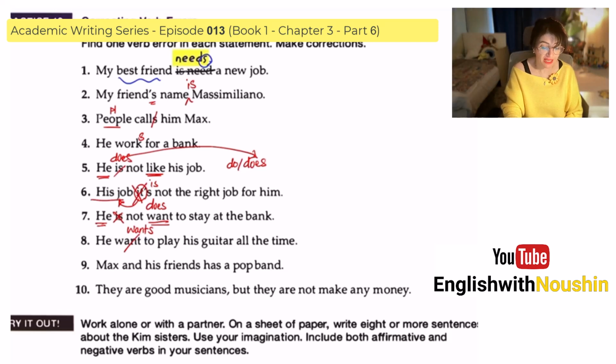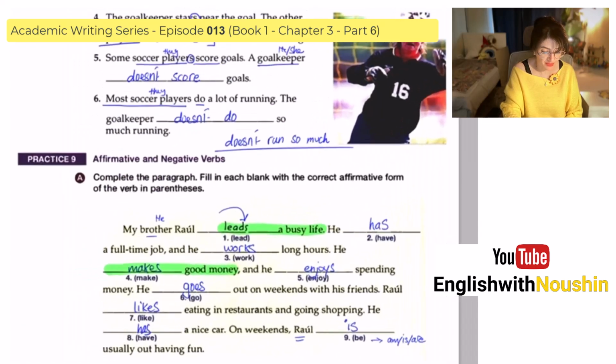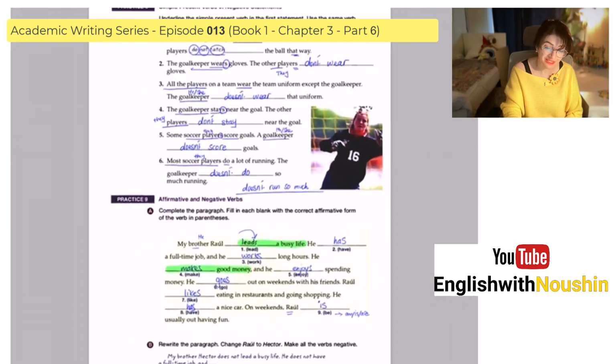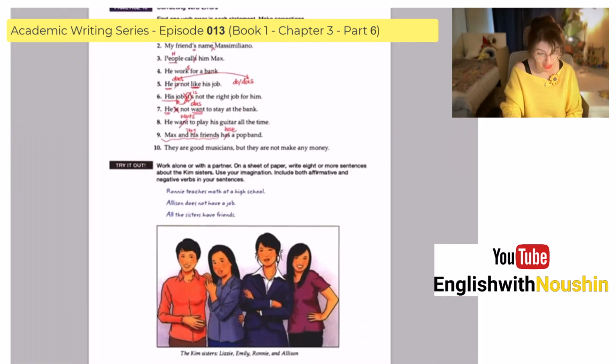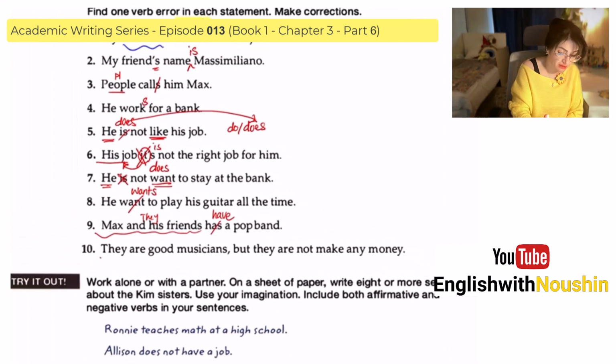Max and his friends has a pop band. Max and his friends, plural. They. So has changes into have. And they are good musicians, but they are not make any money. Do you remember the expression? Make good money. Opposite, doesn't make good money. They are good musicians, but they do not make any money. If you've done them all right, you should give yourself a tap on the shoulder.